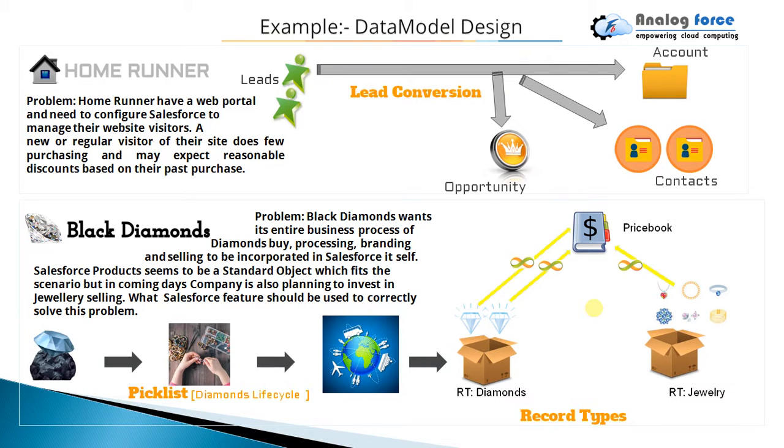Now, a solution, what I think would be perfect is record types. We have a very awesome feature in Salesforce, record types. You can create record types for the same object. In product itself, we can create one record type for diamonds and another record type for jewelry. That is going to solve the problem. I hope the problem and the solution made some sense, and let's jump on to another interesting problem, a very important one.